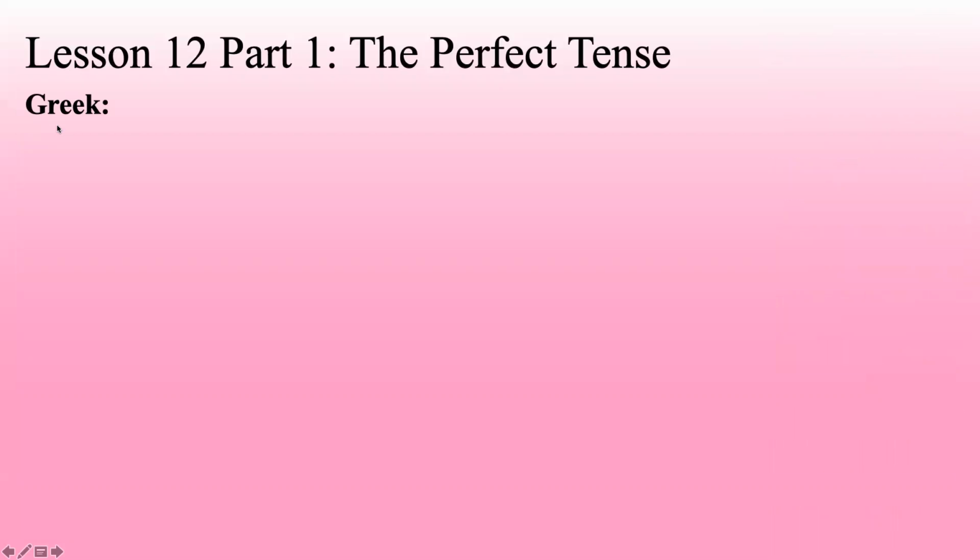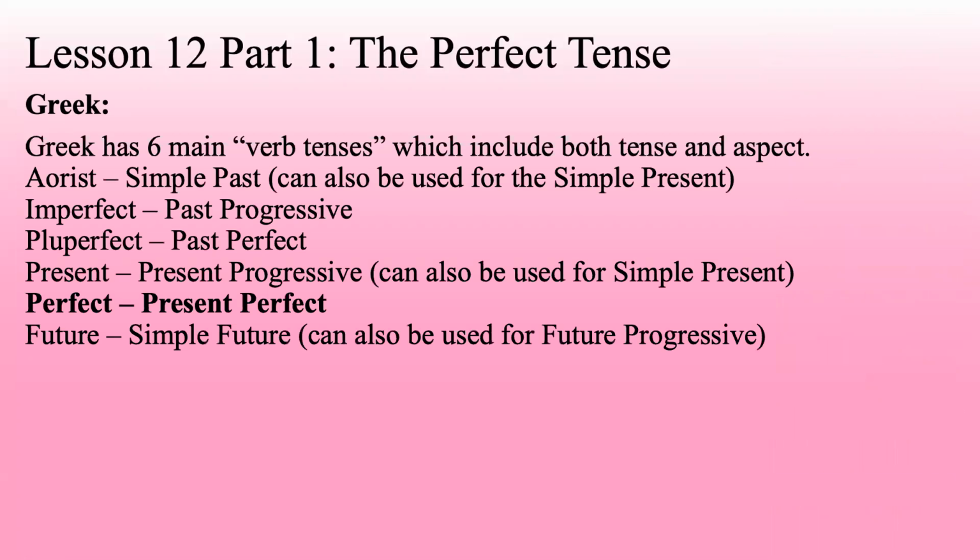All right, now let's look at this concept in Greek. Greek has 6 main verb tenses, which include both tense and aspect. So aorist is a simple past, imperfect is a past progressive, pluperfect, we're going to get to soon, that's a past perfect. So that is coming up, but we're not talking about this one yet.